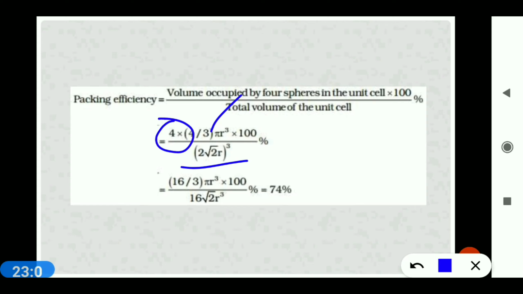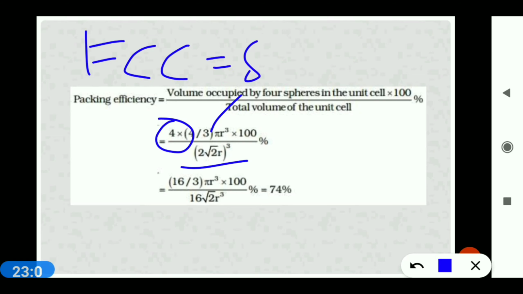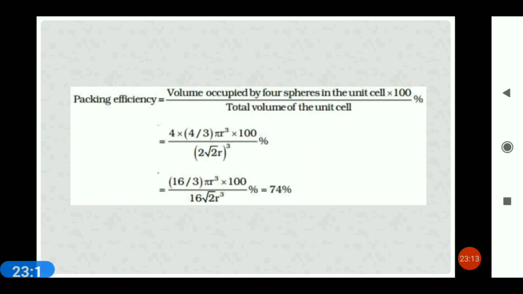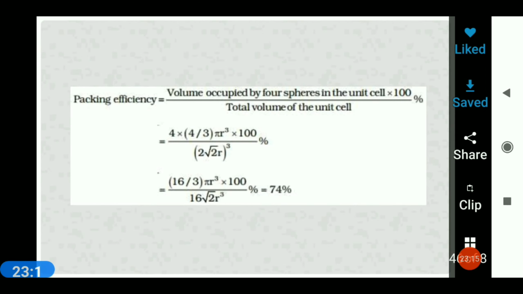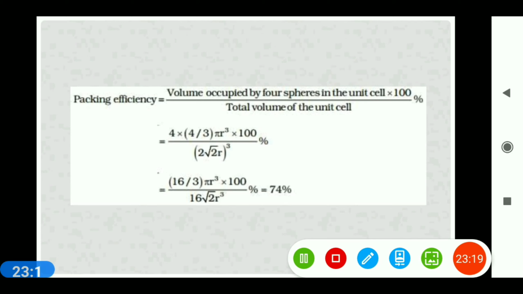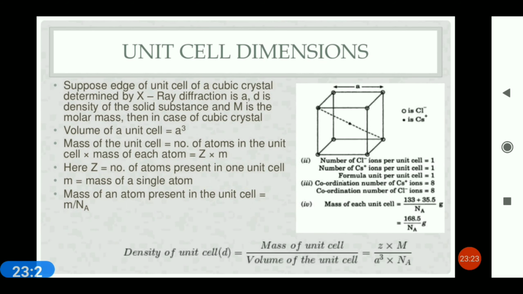Now 4 is multiplied because in face centered, in FCC, contribution is 8 into 1 by 8 plus 6 into 1 by 2. So total contribution is 4. That's why we are multiplying here with 4. So percentage will be 74 and the void will be 100 minus 74. Now unit cell and the dimension. Directly you have to remember the formula.